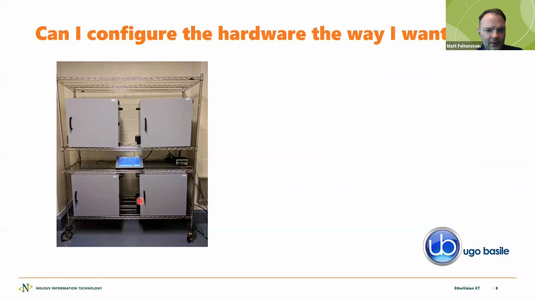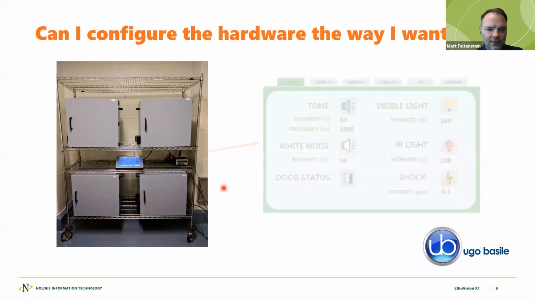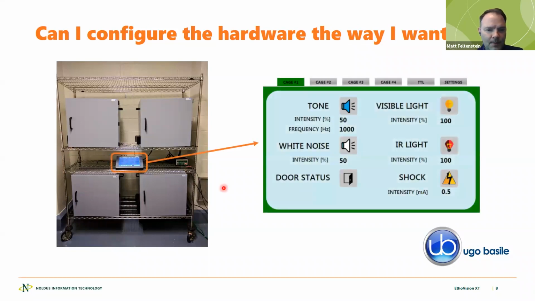So we have 4 sound attenuated cubicles. But if you look in the center of this image, there's a touch screen. All of these cubicles are attached to this touch screen. And this is an image of what the touchscreen looks like. If you look at the top, there are 4 tabs where you can click for each individual cage: cage 1, cage 2, cage 3, cage 4.